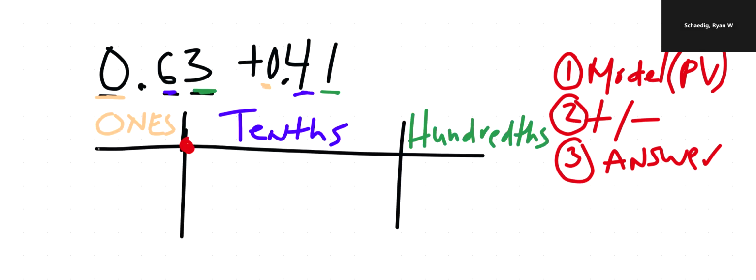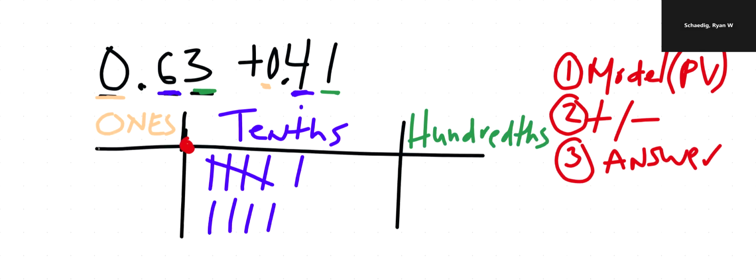So if I go to my ones, I don't have any. So I don't need to put anything in there. Tenths, on the other hand, I have 6 over here. So 1, 2, 3, 4, 5, 6. And then I have 4 more. 1, 2, 3, 4. And again, that's where I got this, in case you're wondering. 6 here, 4 here. Then I'm going to go to my hundredths place. So I have 3. So 1, 2, 3, and one more, 1. Okay. So now we're going to start putting this together and making sense of what we have.